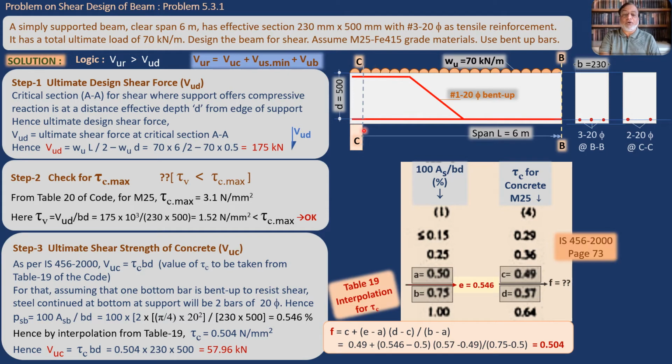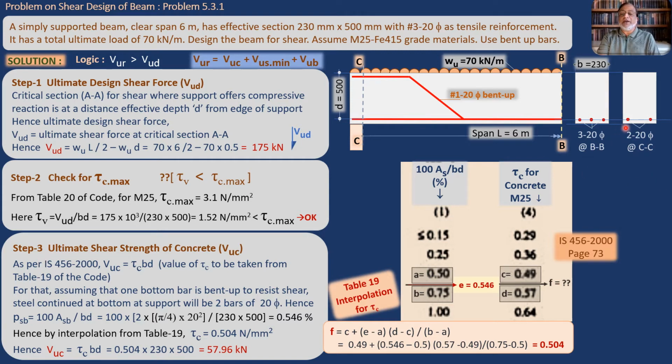At the support we have got 2 bars. Why we have got 2 bars instead of 3? Because we have already bent 1 bar up, and that is why we are getting 2 bars. Now the decision of 1 bar to be bent or 2 bars to be bent is to be taken initially. So here in this third step only, we are assuming that 1 bottom bar is bent up to resist shear. How do we decide that 1 bottom bar is bent up? Now there are 1 or 2 criteria for deciding how many bars you will bend.